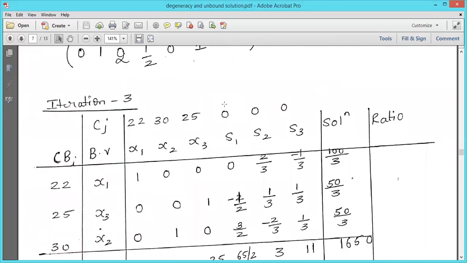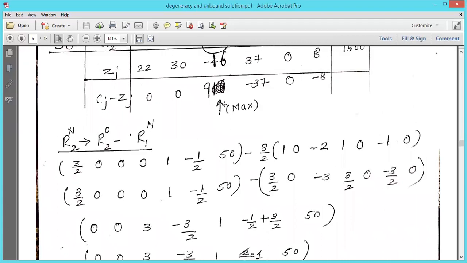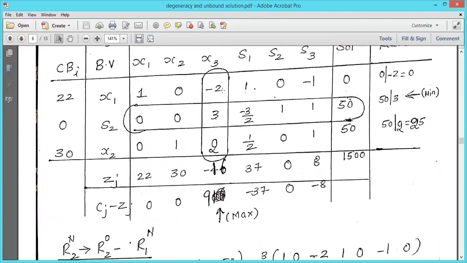Now here we have the values 0, 0, 1, minus 1 by 2, 1 by 3, 1 by 3, 50 by 3. And the other values present in the key column should be made as 0. How to make the first one 0? R1 is equal to R1 plus 2 times R2. And how to make this one 0? R3 is equal to R3 minus 2 times R2.